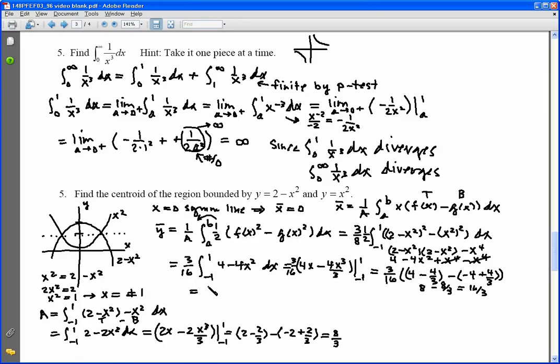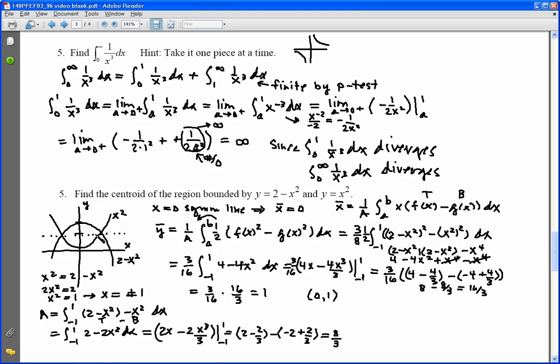So this is equal to 3/16 times 16/3, which equals 1. So our y bar is 1. So x bar is 0, y bar is 1. So we've got (0, 1).